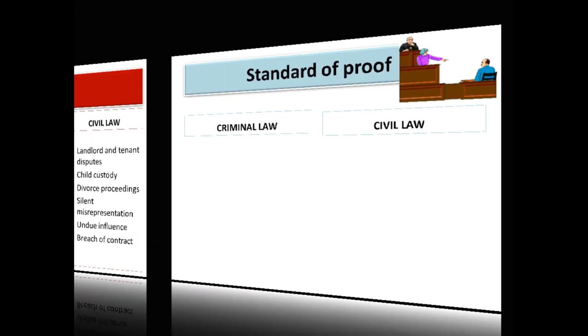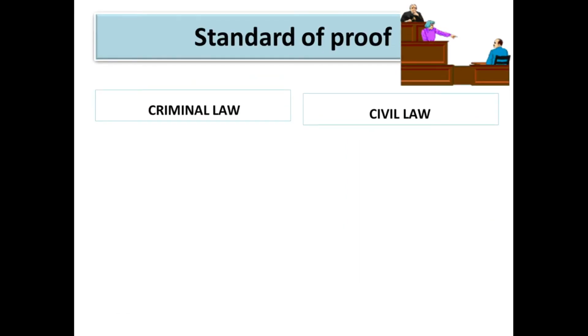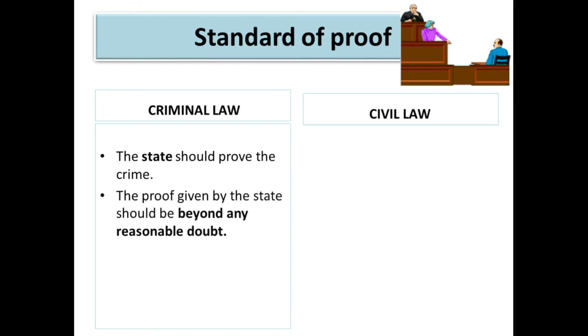Let us move on. The question now arises, what kind and amount of proof is required in both criminal and civil cases in our courts? That is, the proof that the offenses we have just listed have happened. And also, who should provide that proof? So, in criminal law, the state should prove the crime. The proof given by the state should be beyond any reasonable doubt. Take note of that statement, beyond any reasonable doubt.